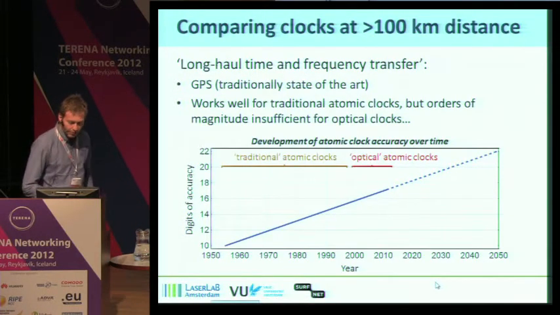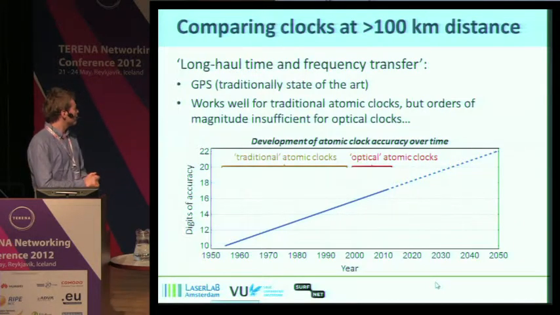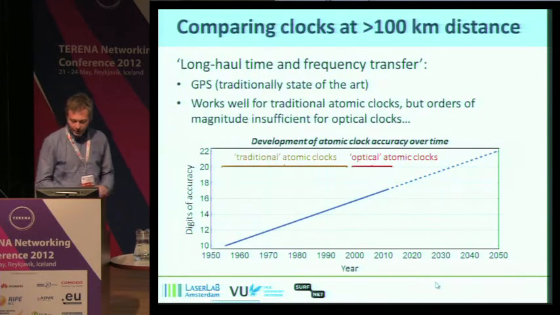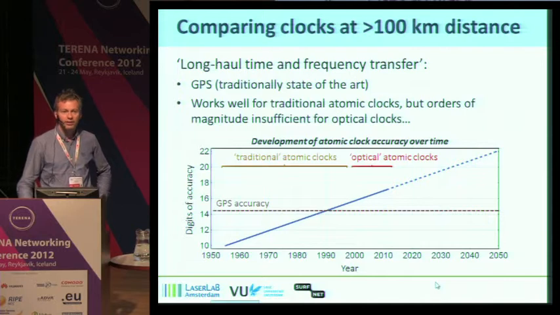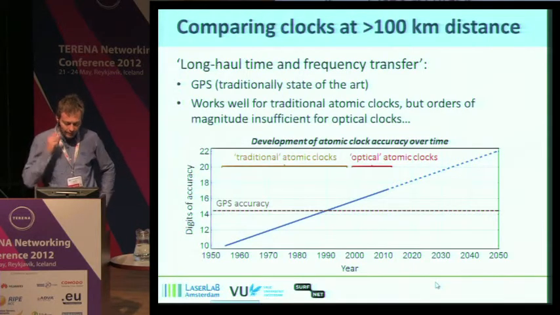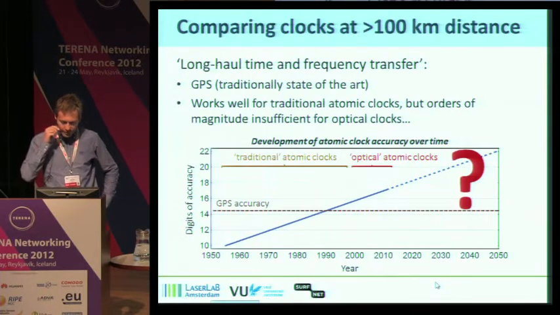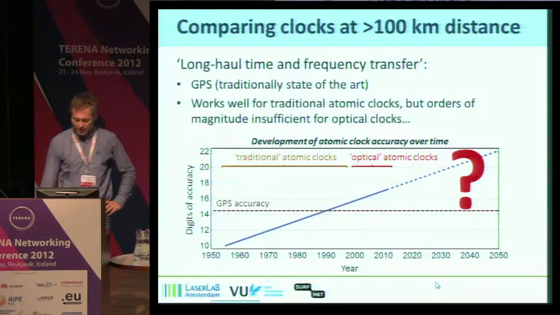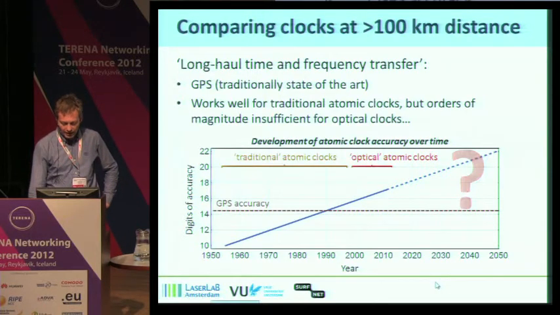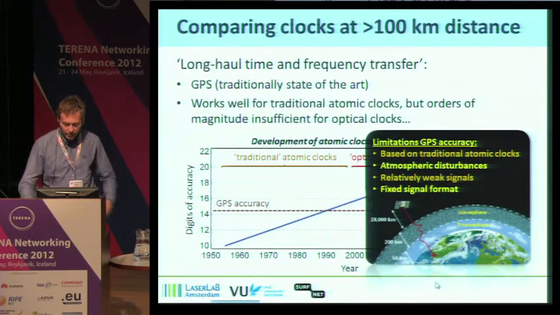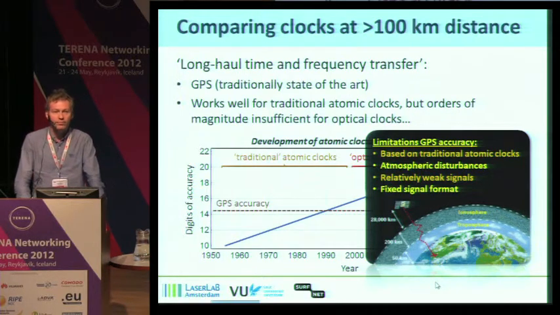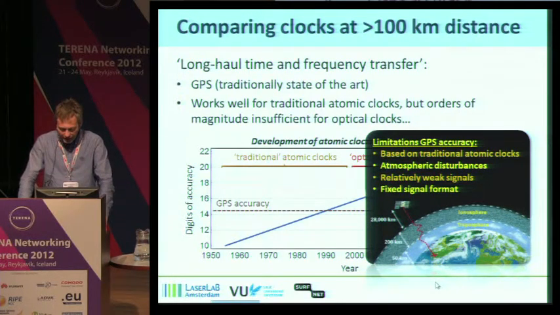But currently we have these optical atomic clocks that have 17 digits of accuracy, whereas GPS, as a time transfer mechanism, can give you at most 14 to 15 digits of accuracy. So if we want to compare optical clocks, then the question is how to do this. One way might be to improve GPS. You might wonder, isn't that possible?